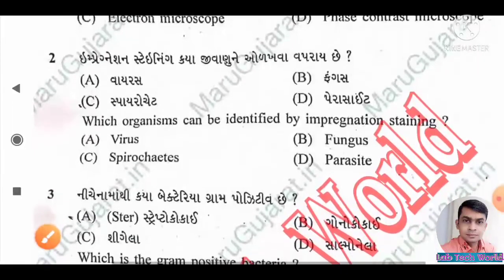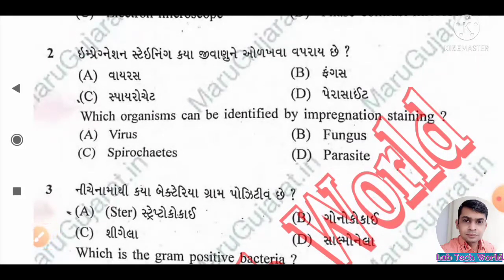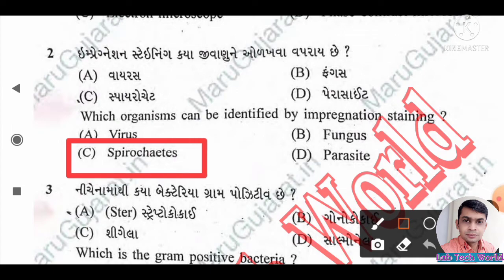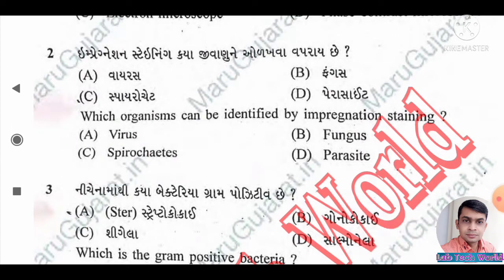Move to the next question number 2. Which organism can be identified by impregnation staining? Option number A, virus. Number B, fungus. Number C, spirochetes. Number D, parasites. And the correct answer for this question it is C, spirochetes, that are identified by impregnation staining method. So option C is the correct answer for this question.